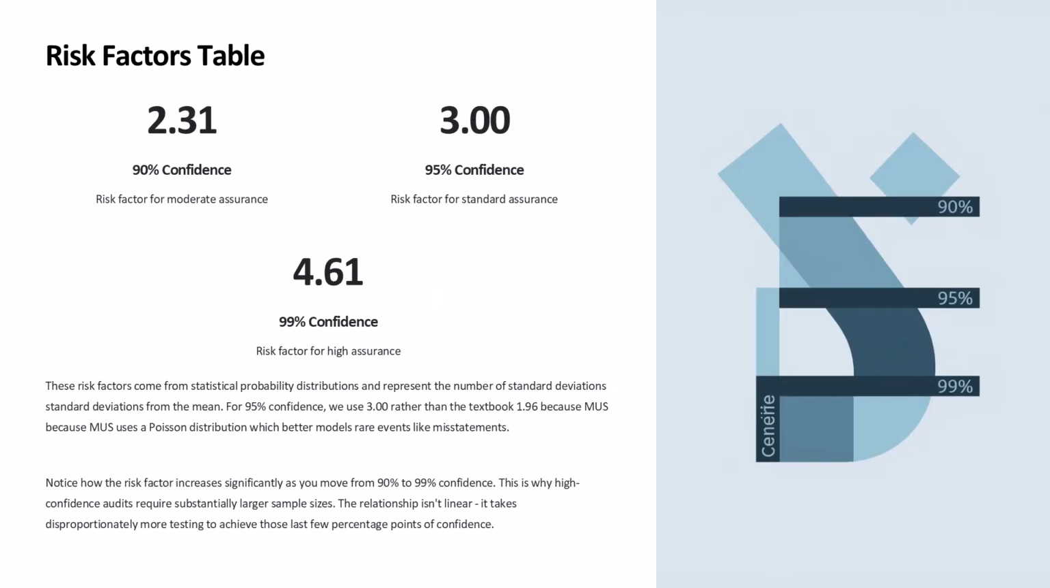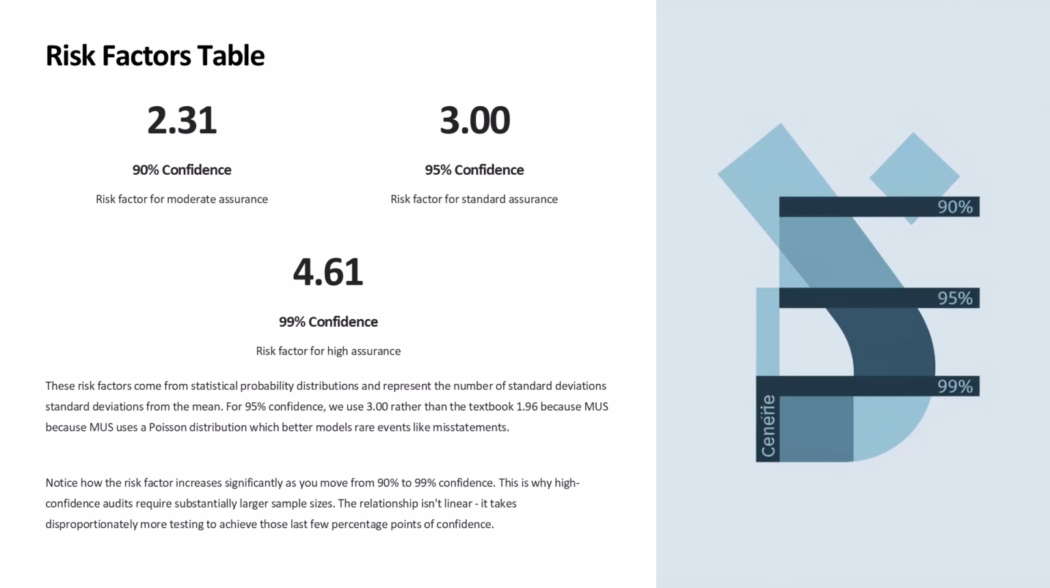Risk factors table. And here are the risk factors you need to memorize. These are the values that translate your desired confidence level into a mathematical factor for the formula. 90% confidence, RF equals 2.31, 95% confidence, RF equals 3.00, 99% confidence, RF equals 4.61. These risk factors come from statistical probability distributions and represent the number of standard deviations from the mean in a normal distribution.